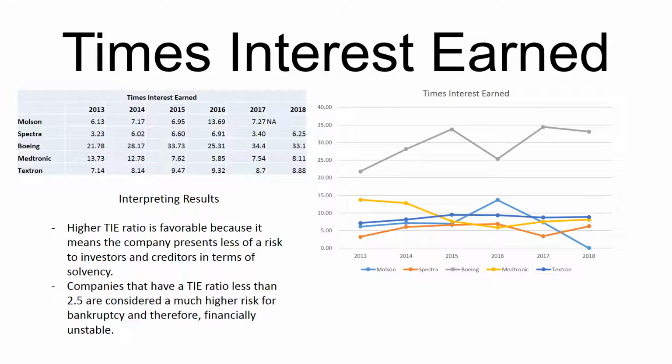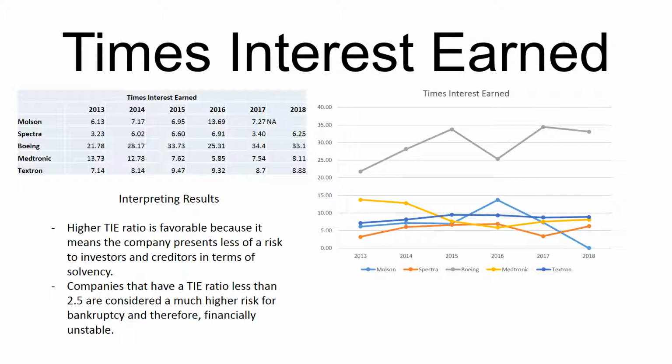Also, companies that have a times interest earned ratio less than 2.5 are considered a much higher risk for bankruptcy, and therefore they are seen as financially unstable. If you observe the table of times interest earned, we can see that Medtronic and Boeing excel in comparison to the other three. We can see that Boeing has a times interest earned ratio of above 20 for the last 5 years, which is kind of impressive.